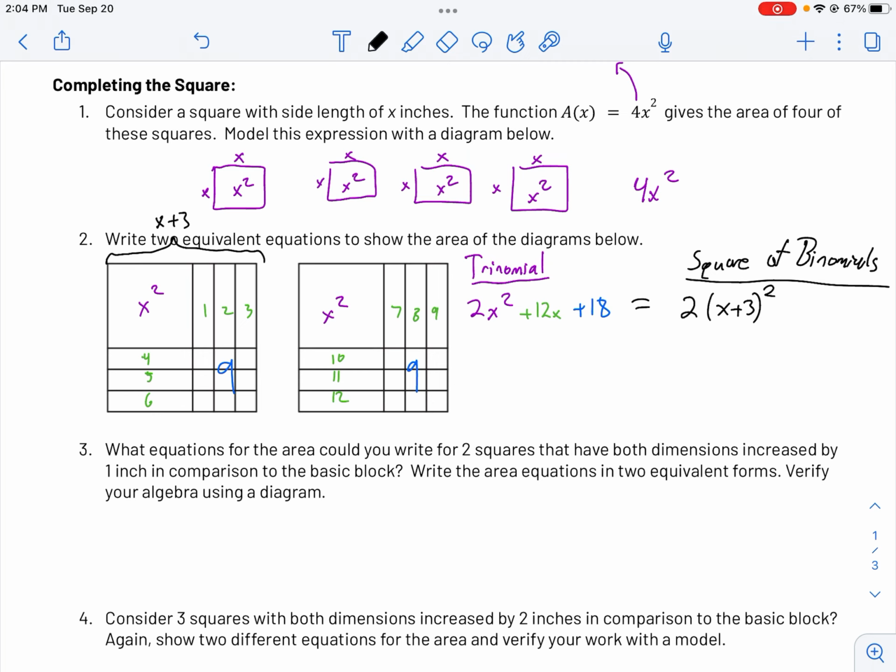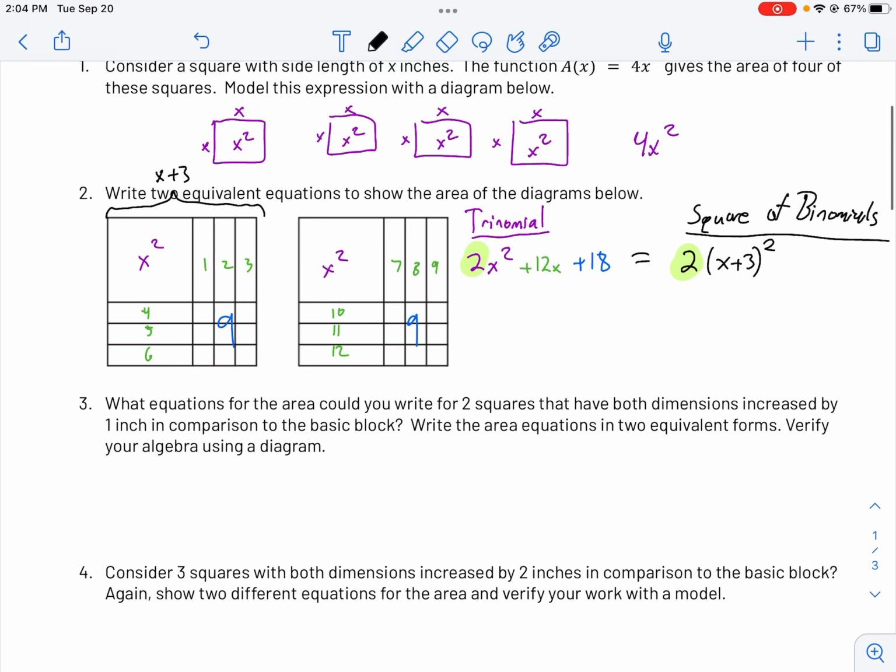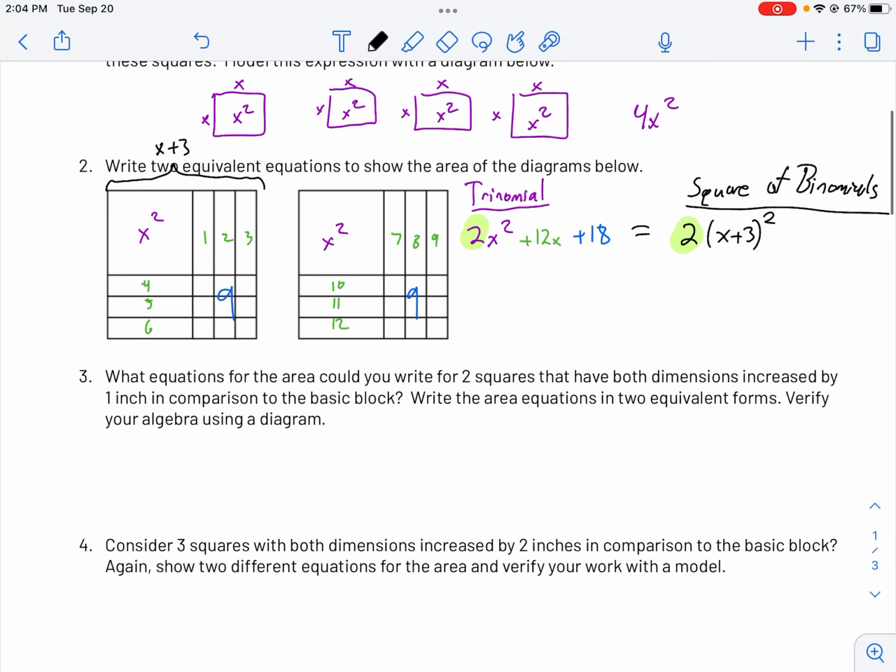All right. Notice we have a coefficient that's not 1 in front of our trinomial, and that same one shows up in the square of binomials. Number 3, same idea, but I just give you words instead of the diagram. What equations for the area could you write for 2 squares that have both dimensions increased by 1 inch in comparison to the basic block? Write the area equations in 2 equivalent forms. Verify your algebra using a diagram.